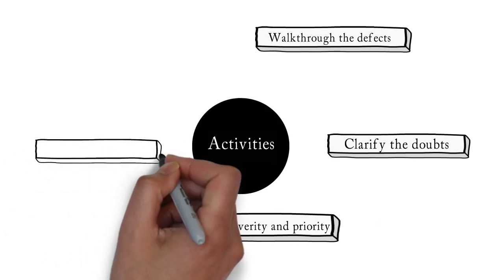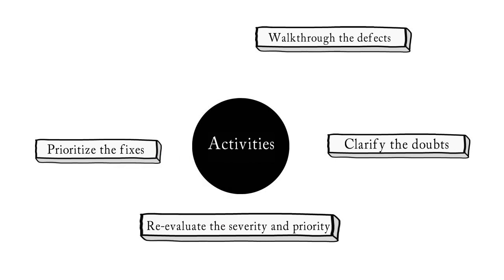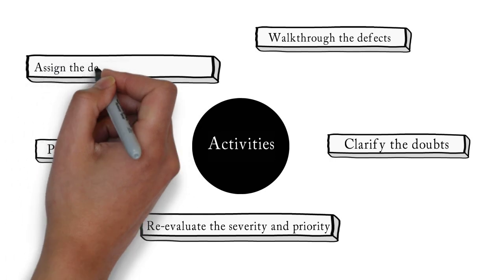The next activity is prioritize the fixes. If any defect is impacting more test cases, then it should be fixed immediately. During the defect triage meeting, these should be discussed and they find out which defect should be fixed first. They give a number to each of the defects raised by the testing team, and based on that, the defect fixes would happen. The final activity is assign the defects to the right team.